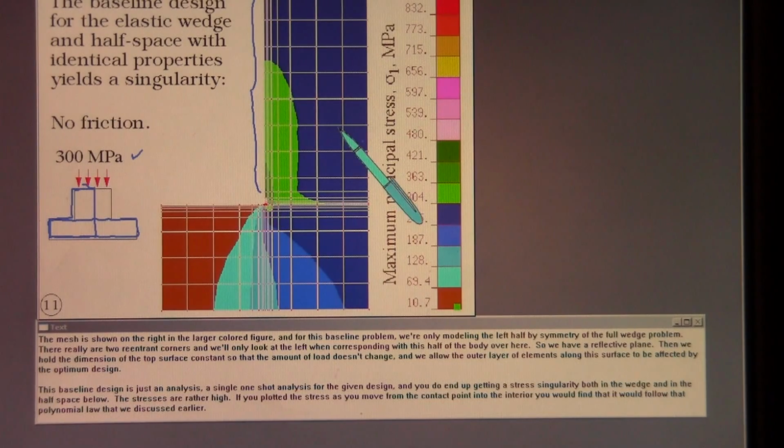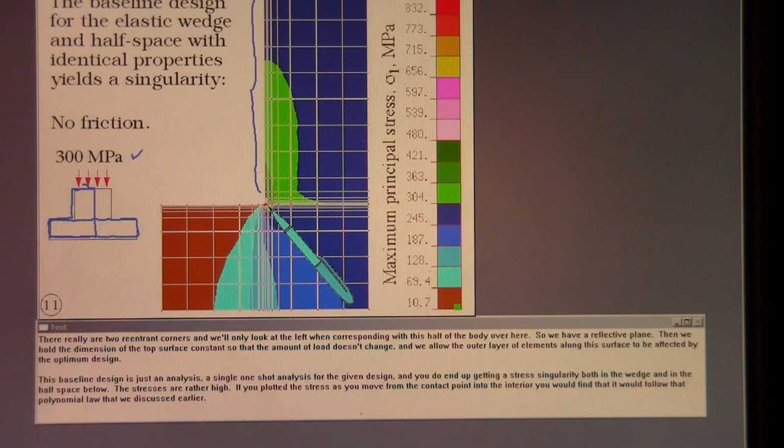Now this baseline design is just an analysis, a single one-shot analysis for the given design, and you do end up getting a stress singularity both in the wedge and in the half space below. The stresses are rather high. If you plotted the stress as you move from the contact point into the interior, you would find that it would follow that polynomial law that we discussed earlier.